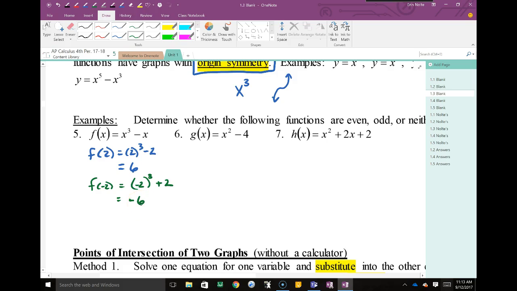So what do you think? Is this symmetrical over the origin? Yes, we got the opposite. Yeah, so they're both opposites. So this is odd. And if you want, you can throw an exclamation mark at the end.